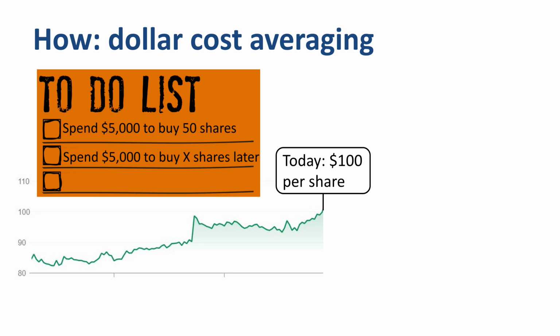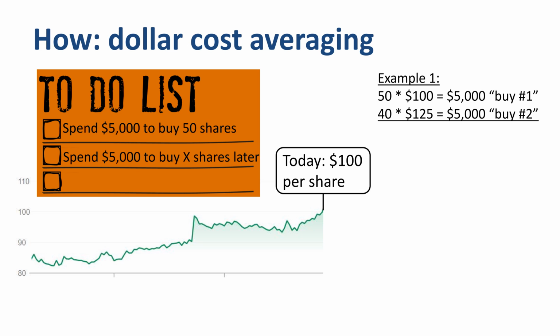Here are 2 of the many possible scenarios of how dollar cost averaging could work out in this case. Remember that nobody knows for sure what the share price will be in the future. Buy 50 shares at $100 per share today for a total of $5,000. Then in the second purchase, when it turns out the share price has increased to $125 per share, buy 40 shares for a total of $5,000. You now hold 90 shares, which you bought at a dollar cost average of $111 per share for a total of $10,000.